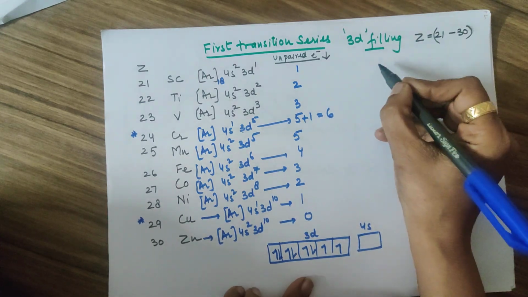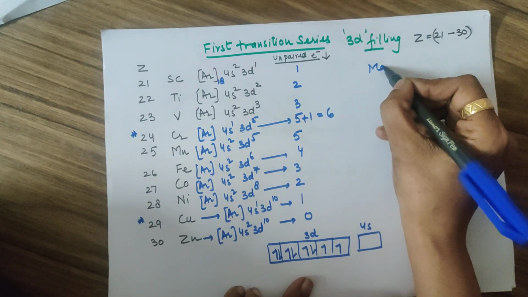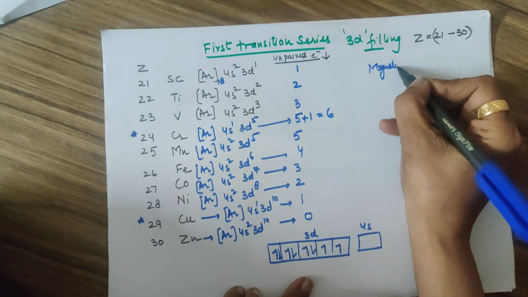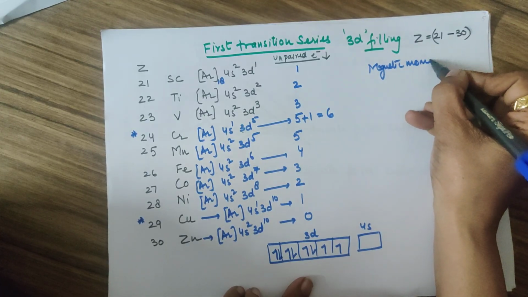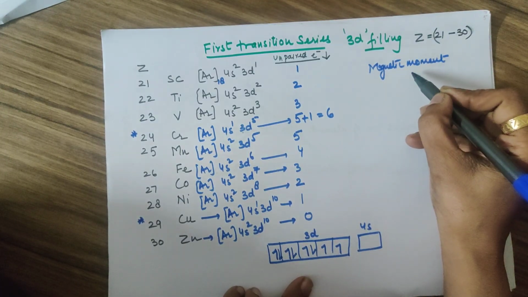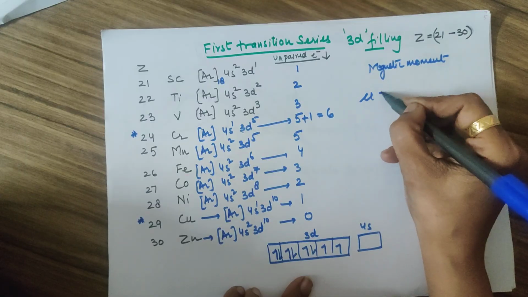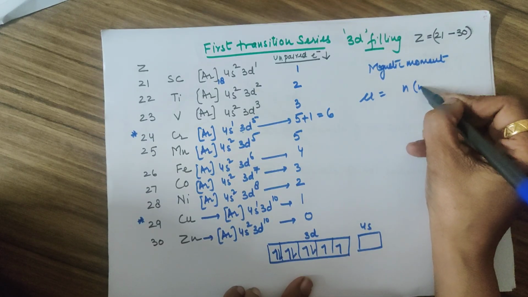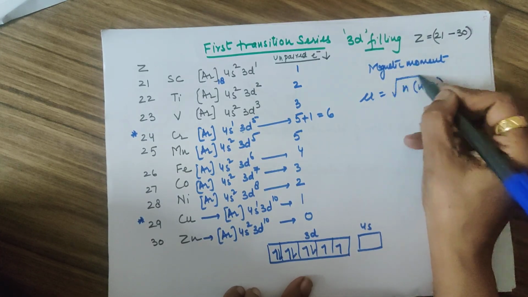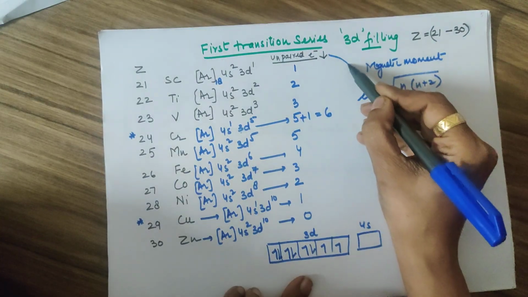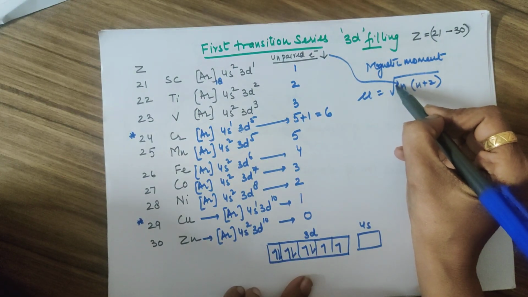After which you have something called the magnetic moment. Now, to calculate the magnetic moment, the formula is the square root of n into n plus 2. And what is n? n stands for the number of unpaired electrons.